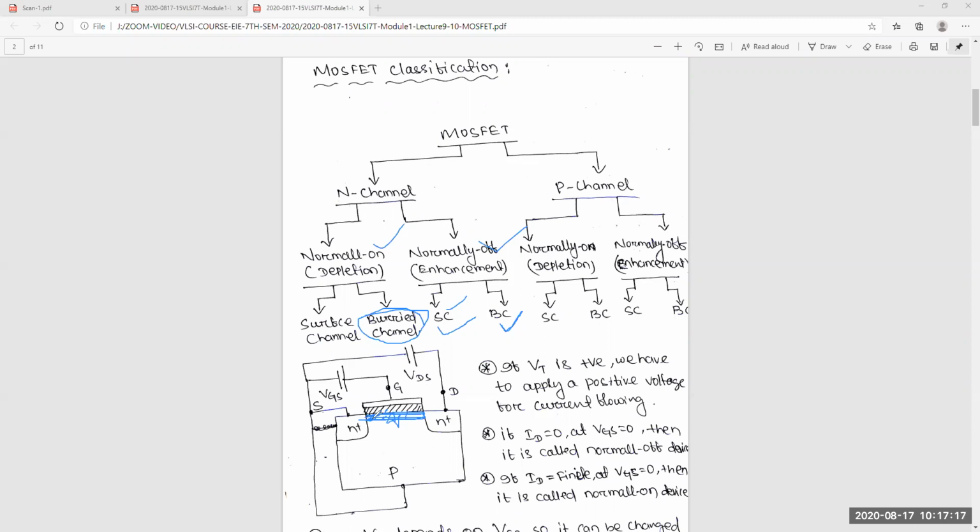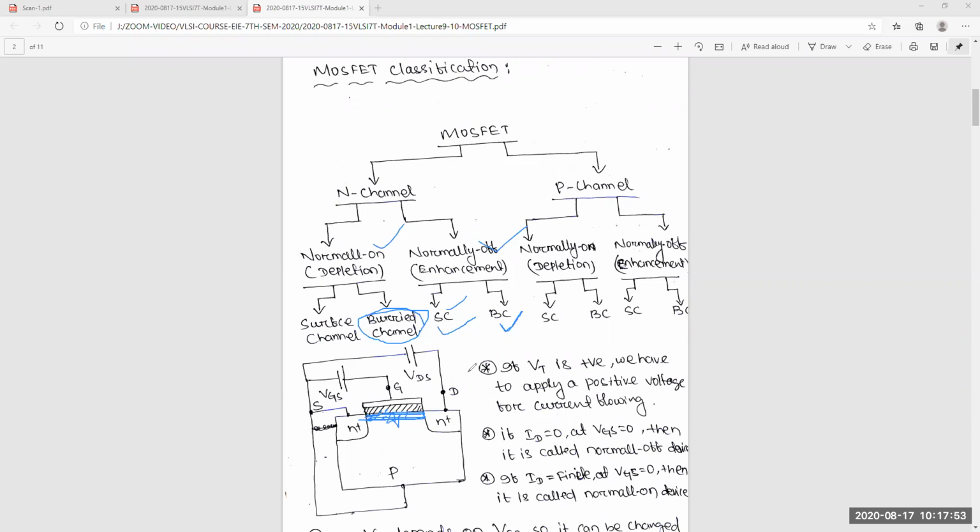So generally in interviews, people are confused. They think a buried channel means normally on device or depletion device. It's nothing like that. For every enhancement mode or depletion mode device, a buried channel can be there. It depends on what you want, buried channel or surface channel. For a buried channel you have to do an extra process in the fabrication. Got this point?